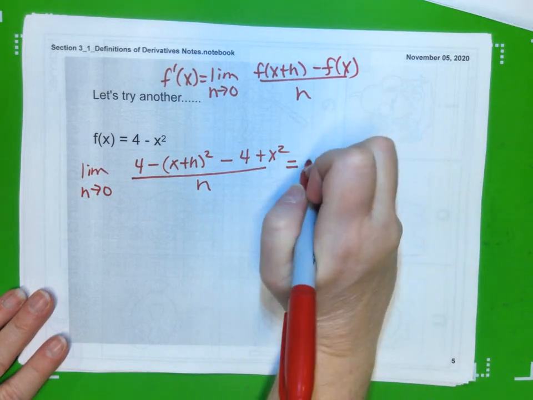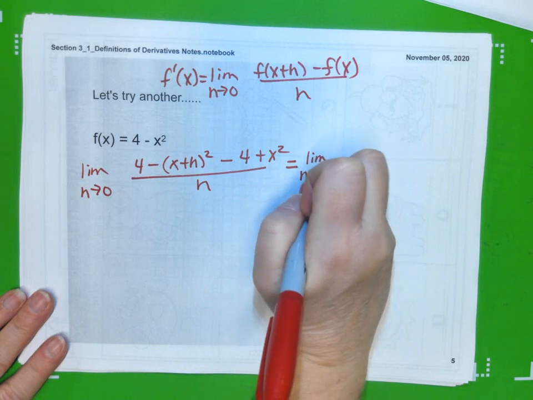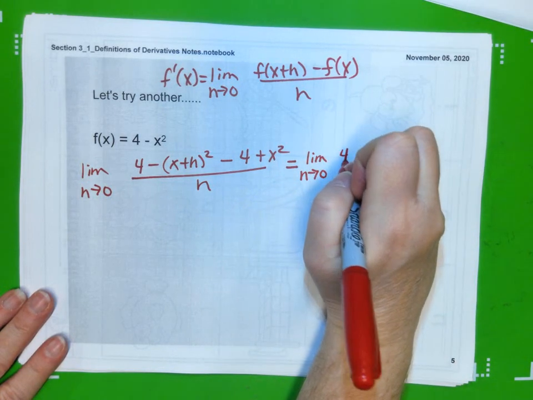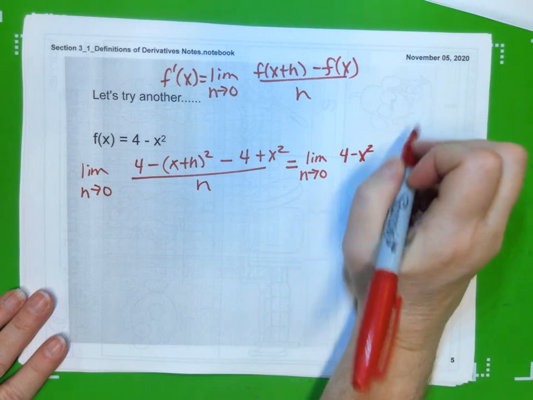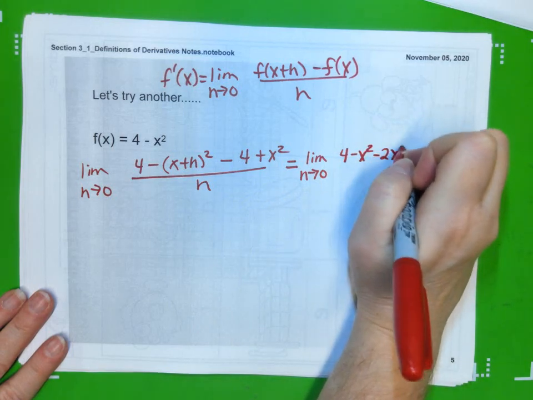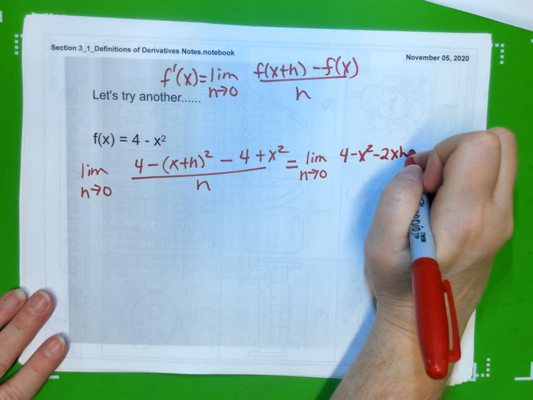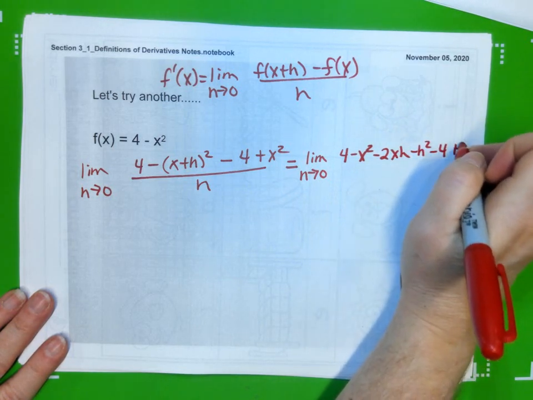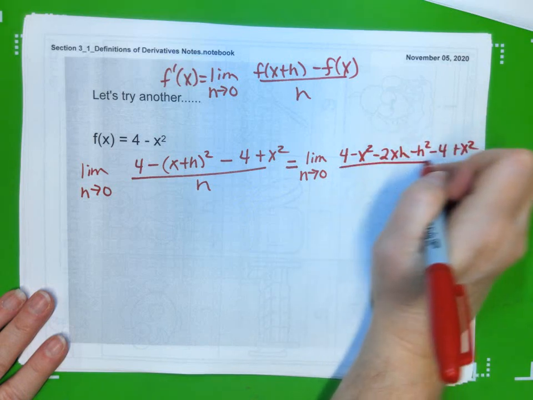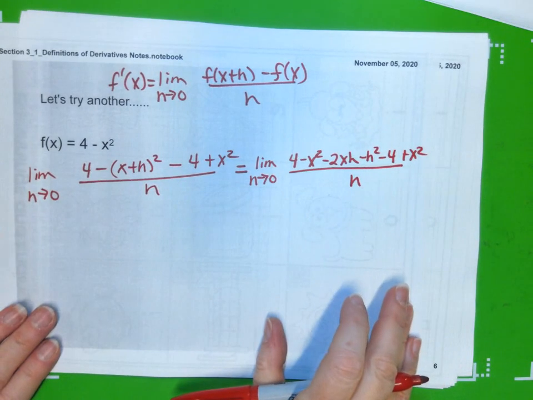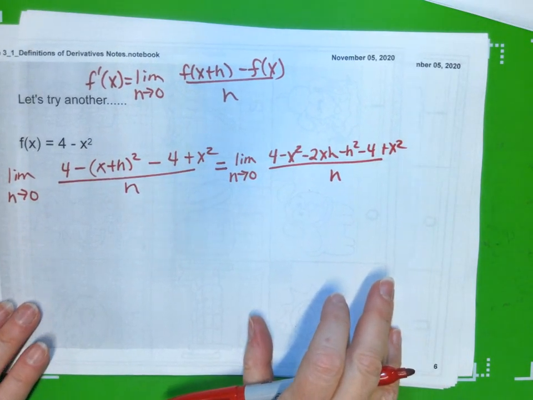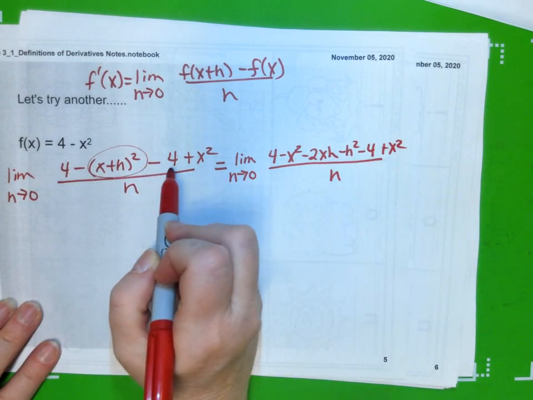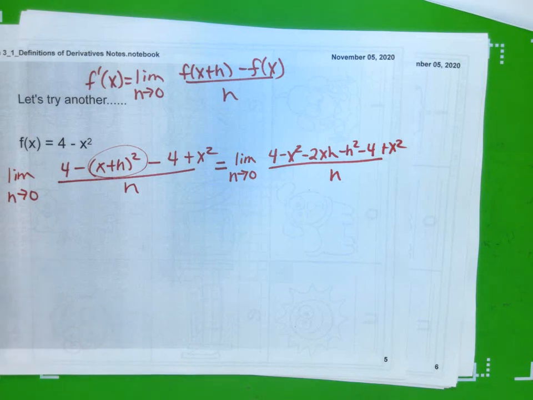So I'm just going to expand that. That's going to be 4 minus x squared minus 2xh minus h squared minus 4 plus x squared, all over h. All I did was expand this and put it all into one equation.